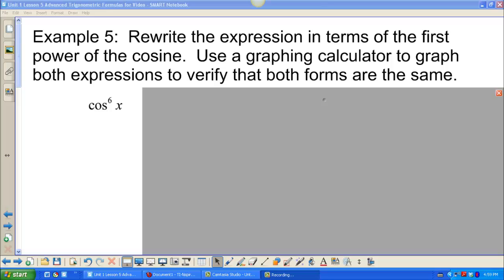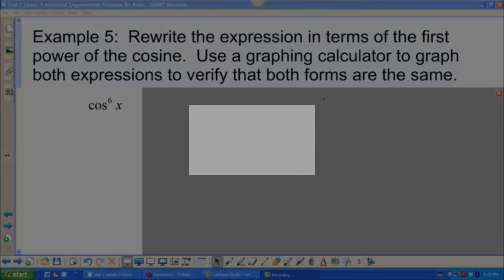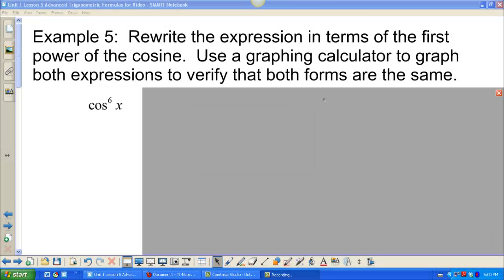In example 5, we're going to rewrite the expression in terms of the first power of the cosine. So that means if you notice the problem, it currently has cosine to the 6th. We only want final answers in terms of cosine x, where it's to the first power. And then we'll use a graphing calculator to graph both expressions to verify that both forms are the same.